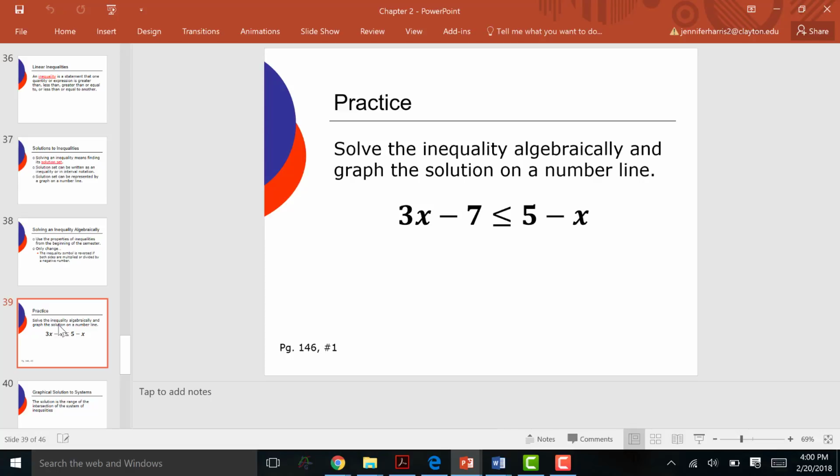It's also going to ask you to write it in graph form. Notice it says graph the solution. For graph form, you have to have a number line. So I'm going to put the number 3 on my number line. Just count wherever it is: 0, 1, 2, 3. There's my 3.